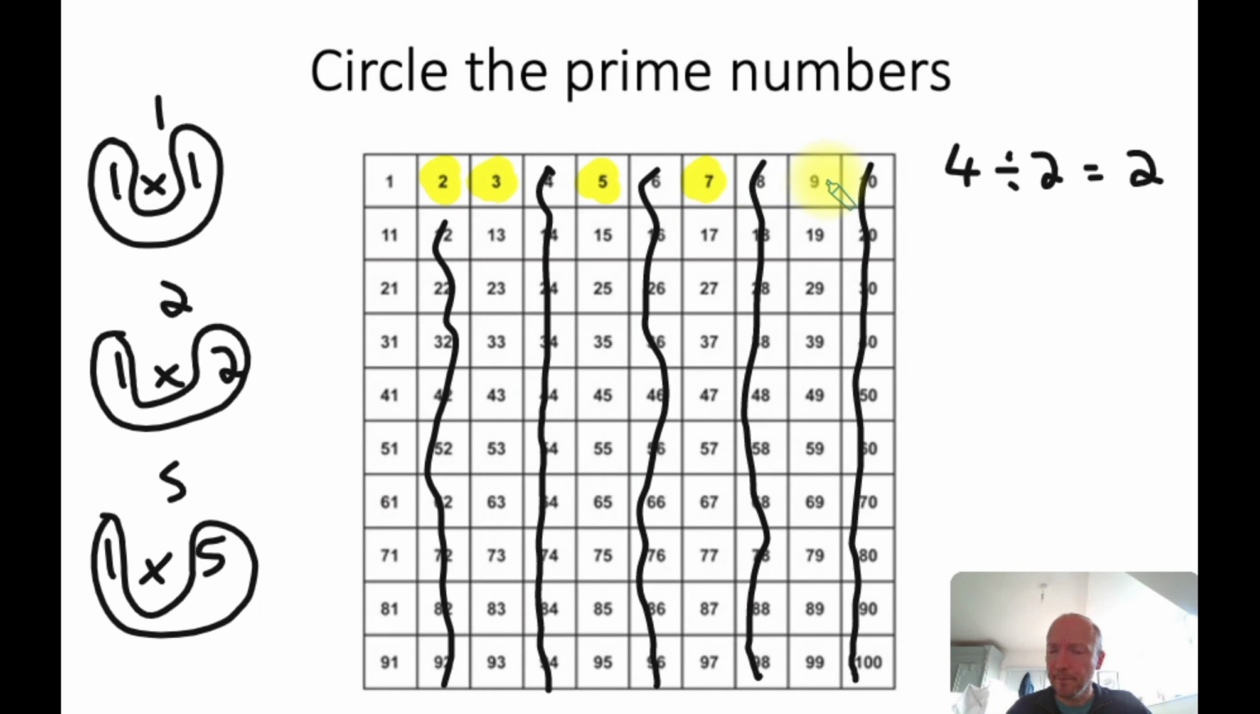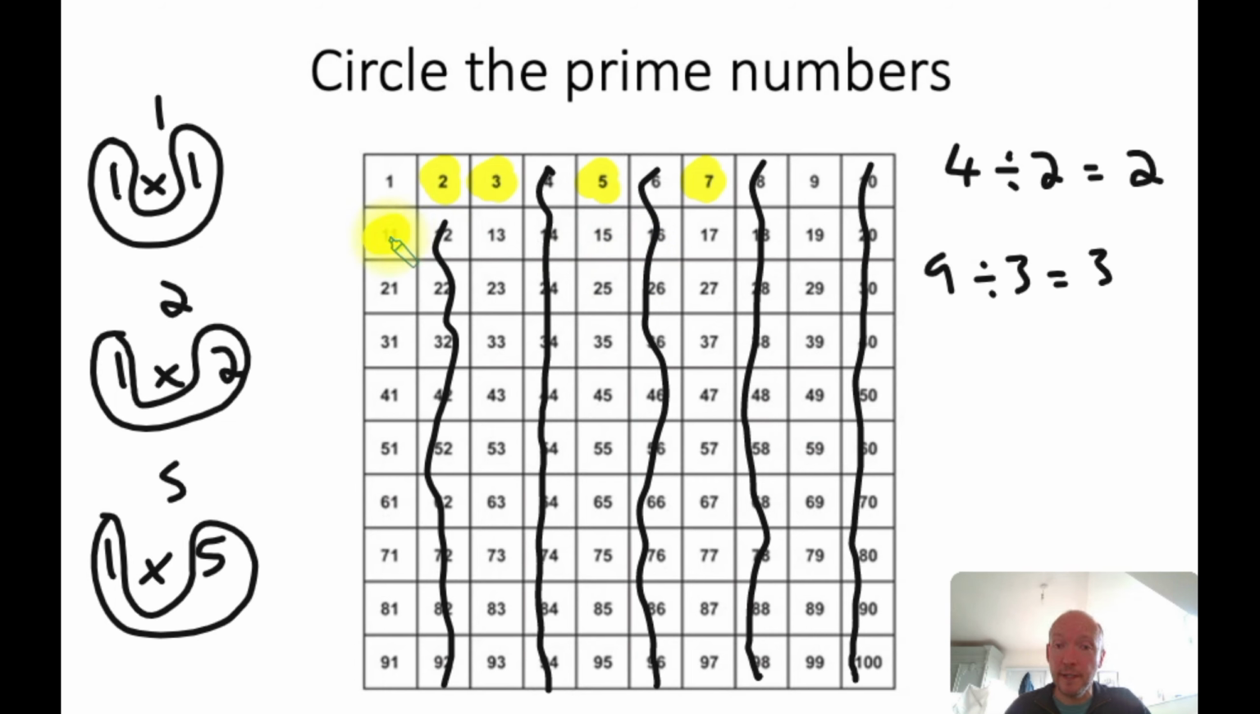9. Now is 9 prime? People often say it is because it's an odd number, but actually, sorry, there is something else I should say that you can divide 9 by. 9 can be divided by 3. So I would say 9 is very commonly misidentified as being a prime number. It's definitely not. There is something you can divide 9 by, which is 3. So 9 is not a prime number.